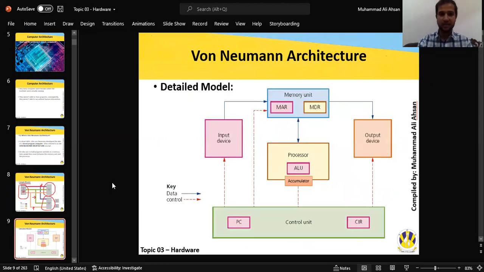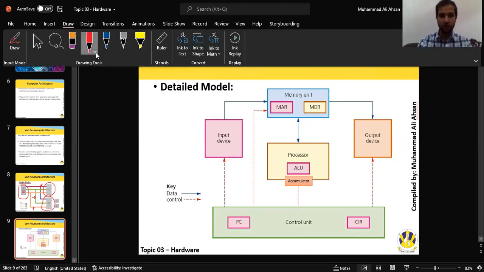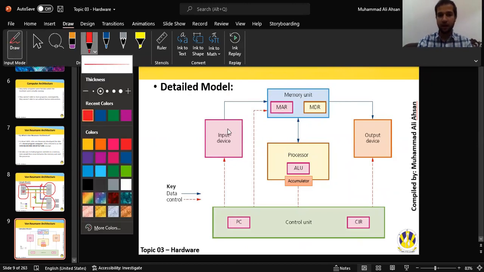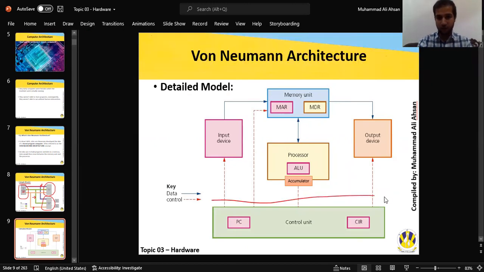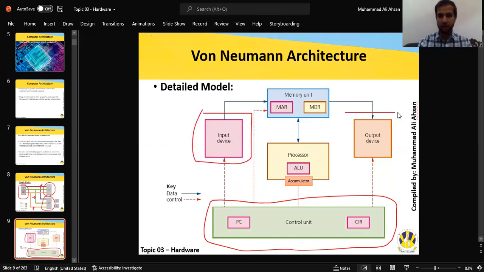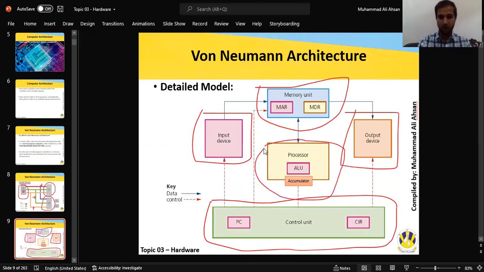Okay, so guys, this is a detailed model of the Von Neumann architecture. And here you can see that multiple units have been shown. For example, this control unit has been shown separately. In the simplest model, I showed you that it was part of the CPU, but here in the detailed model, it has been shown separately. Along with that, input and output devices have been shown separately. So we have input devices, output devices, and the memory unit. And the main component, the brain of your computer, the processor, has been shown here.